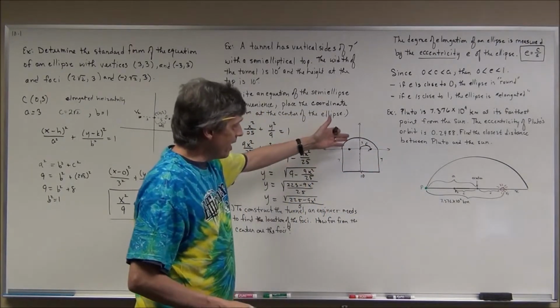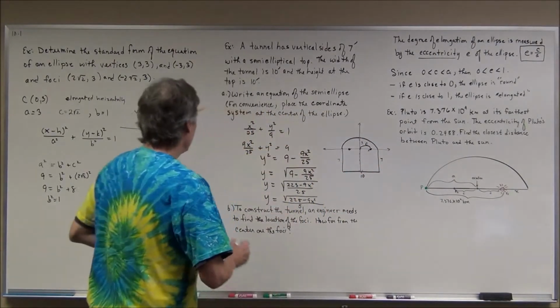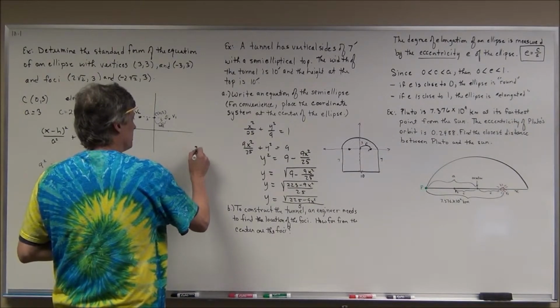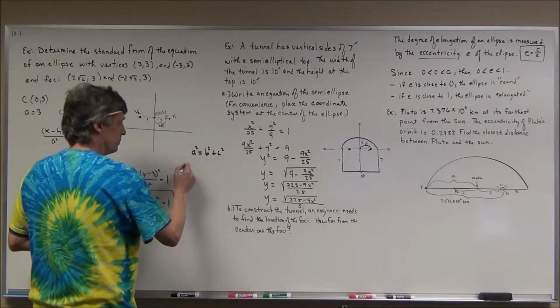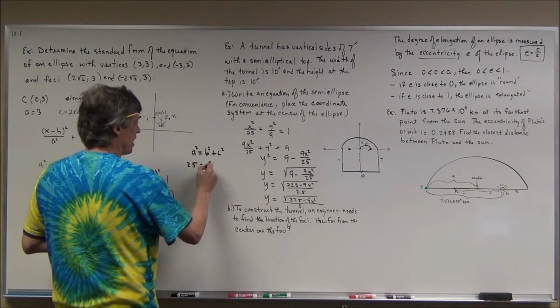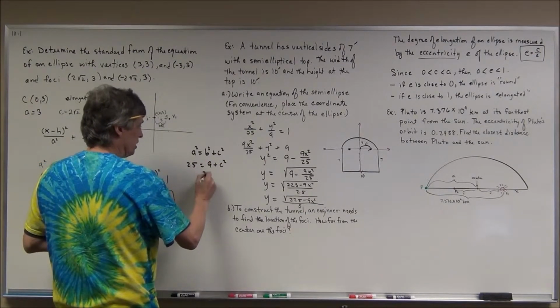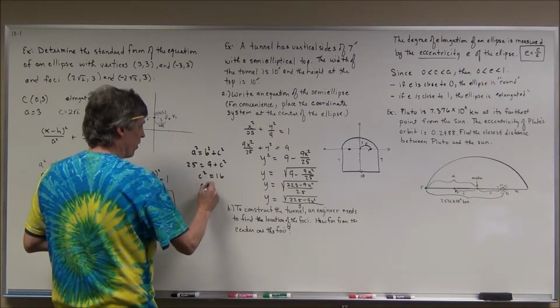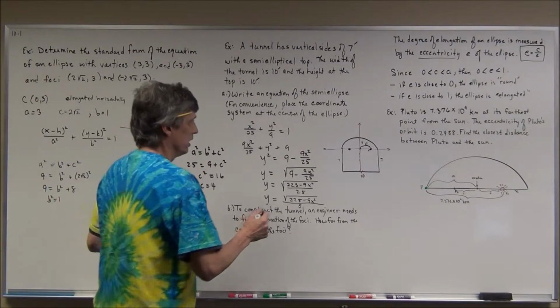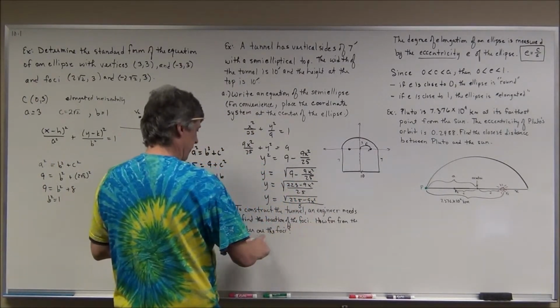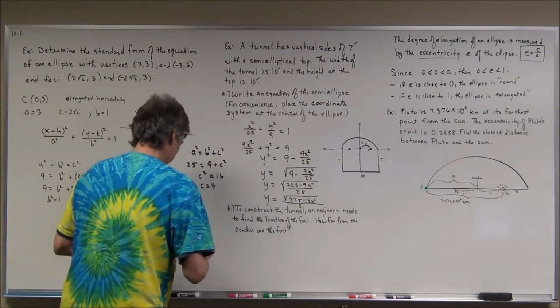Well, I have A and B. A squared is equal to B squared plus C squared. So that tells me that 25 is equal to 9 plus C squared. C squared equals 16, C is 4. So what I need to do now is indicate that from the center, this is how far the foci are.